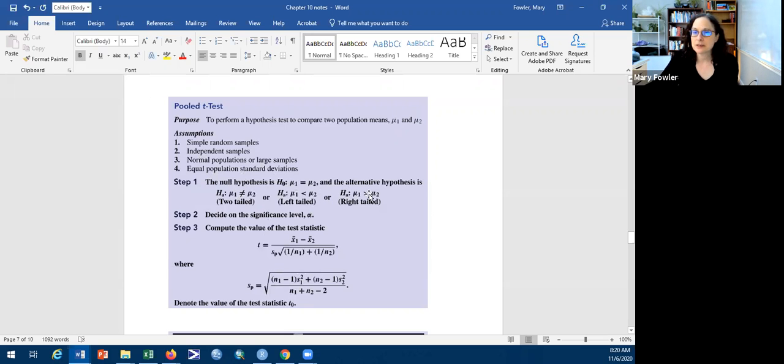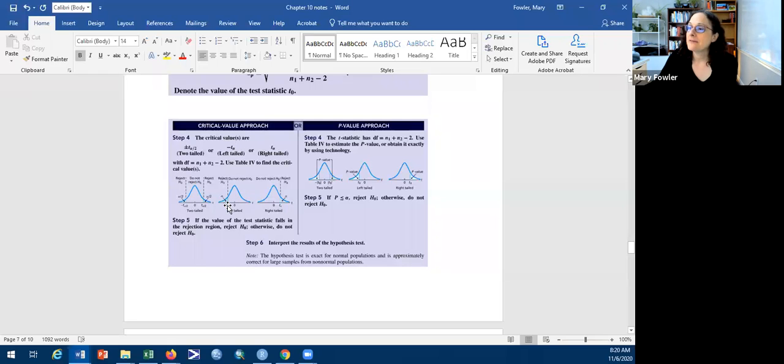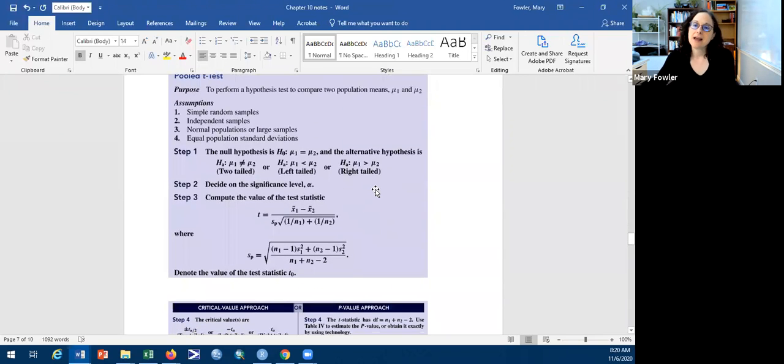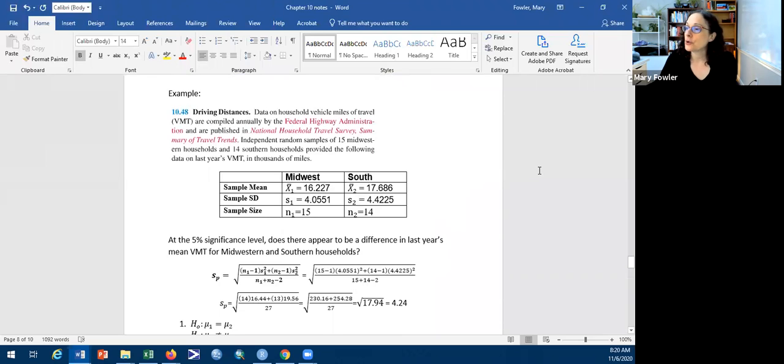So the first step is going to be null and alternative. The second step is going to be an explicit statement of your significance level, alpha equals whatever alpha equals. And then in step 3, we calculate the test statistic, which does have a different form. But steps 4, 5, and 6 are exactly the same. So really this test has a lot of similarities to the test that we learned in chapter 9 for one population mean. I want to just move through and show you how this works out for this example here.